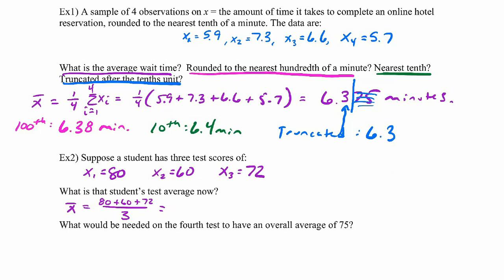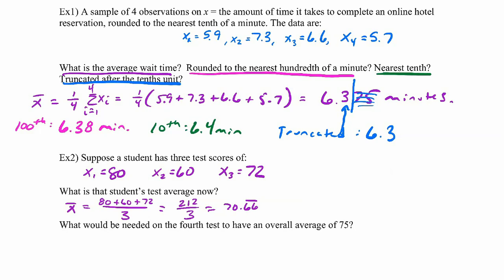Okay, so 80 plus 60 plus 72, that's going to be 212 divided by 3. And we get an average of 70.6 repeating. So I'll just write it as 70.6 with a little line over it to indicate that it's repeating. Right now the kid's got somewhere between a 70 and a 71 test average with these grades. That 60 certainly bringing things down.